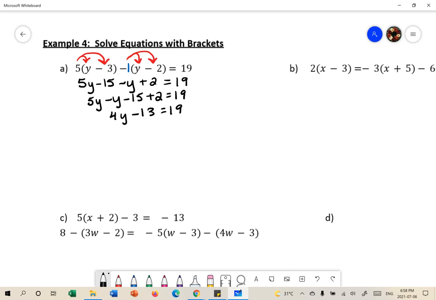And now I'm going to begin isolating for y. I'm going to bring -13 over to the other side. So it's going to become +13. And then I'm going to simplify that. And then I can divide both sides by 4 in order to eliminate the 4 on the left. And so y is equal to 8.